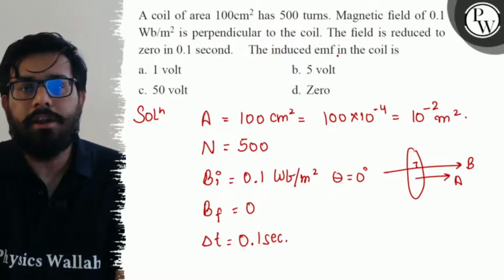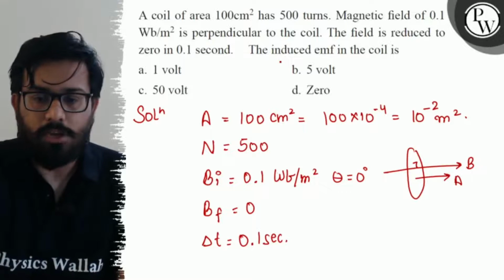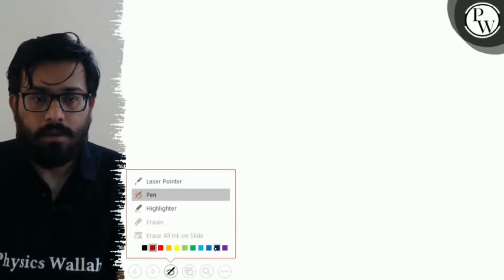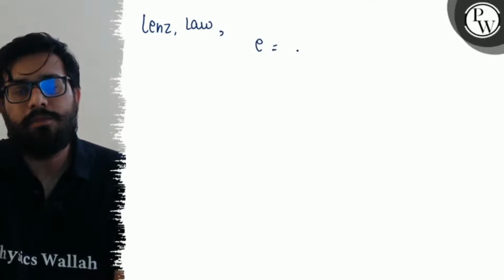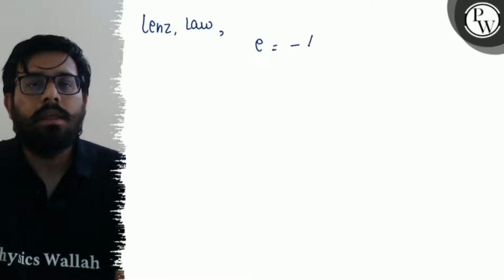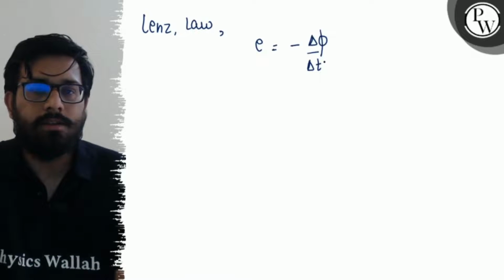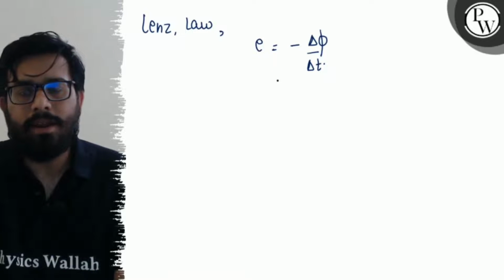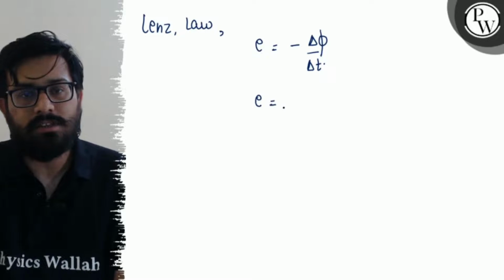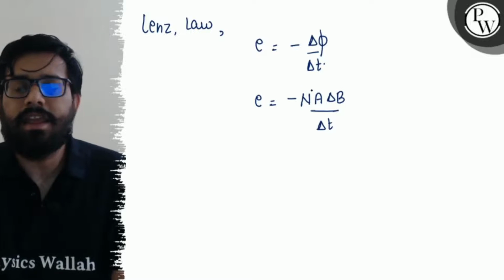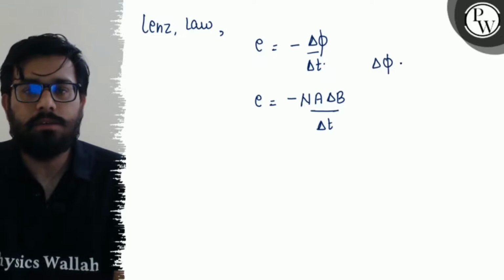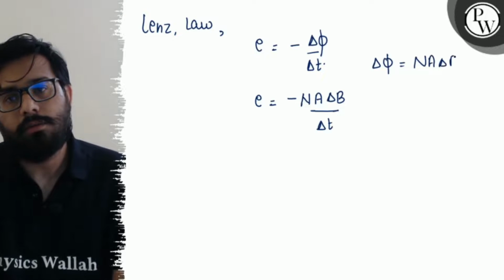Now you have to calculate the induced EMF in the coil. Here in this question you can use the concept of Lenz's law. And what does Lenz's law say? It just gives the direction. Lenz's law gives the direction of the induced EMF and simply states that it will oppose the change in flux due to which it is induced, right? So EMF equals minus delta phi by delta t. So induced EMF can be written as minus N into A delta B by delta t. Since there is only a change in magnetic field, number of turns and area will remain the same. So delta phi is equal to N A delta B.